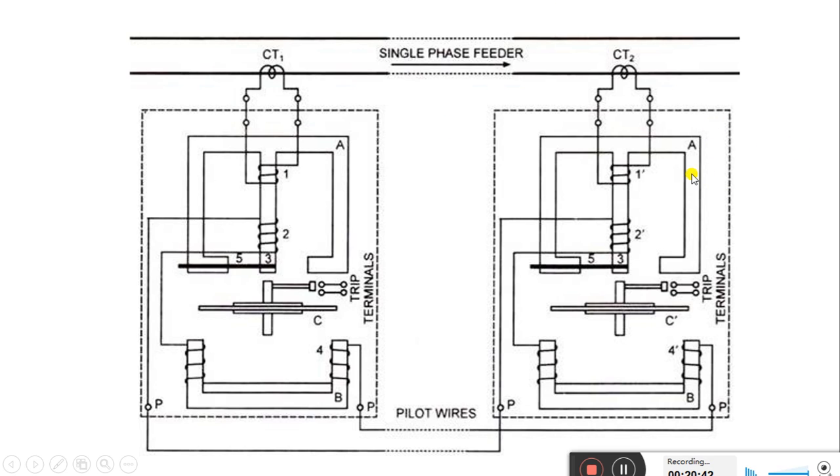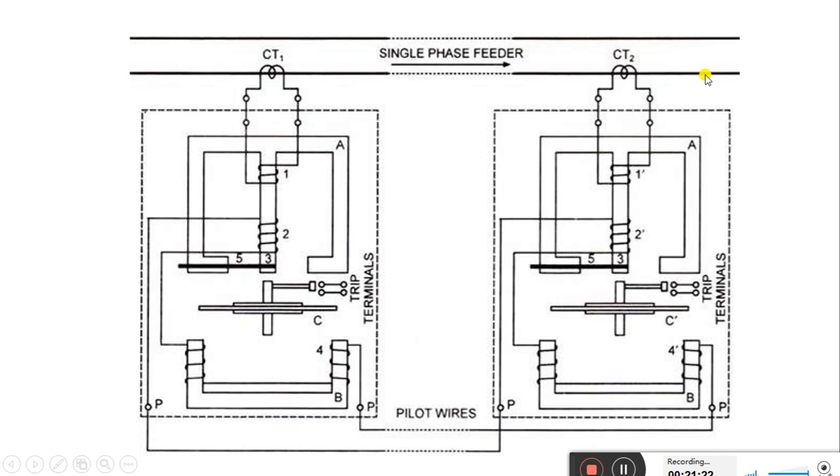So in this case, as we have discussed, CT1 and CT2 are connected in the feeder and their effect is induced in 2 and 2 dash. Equal EMF will be induced in the 2 and 2 dash, but since 2 and 2 dash are both connected in phase opposition and also in series with the 4 and 4 dash, very little or negligible current is flowing in the 4 and 4 dash. Hence, these discs will not operate or the torque will not be sufficient to rotate these discs.